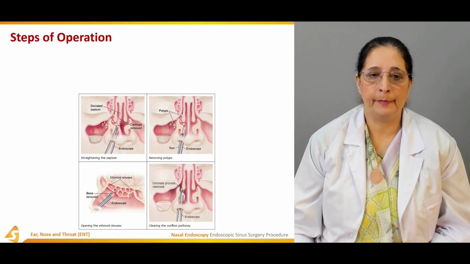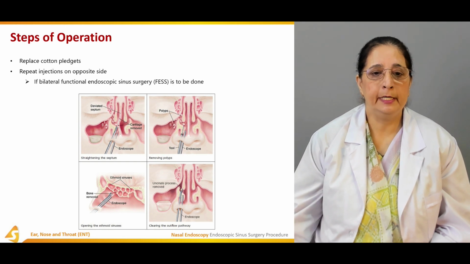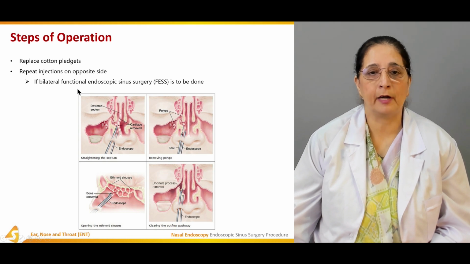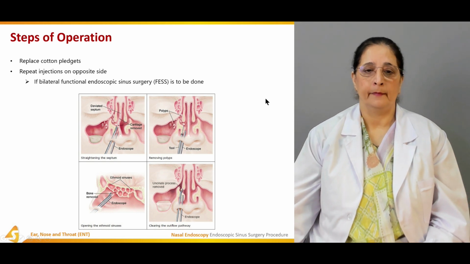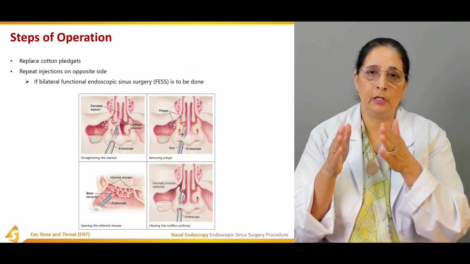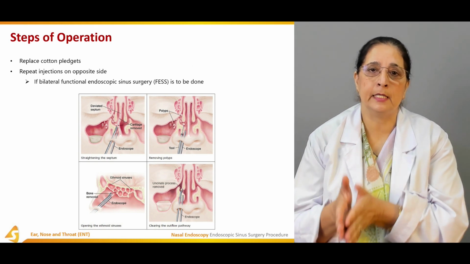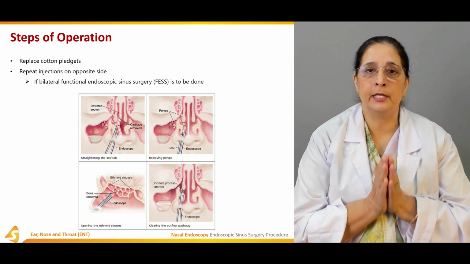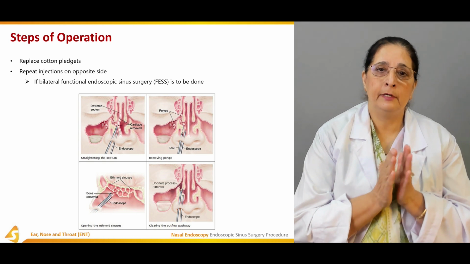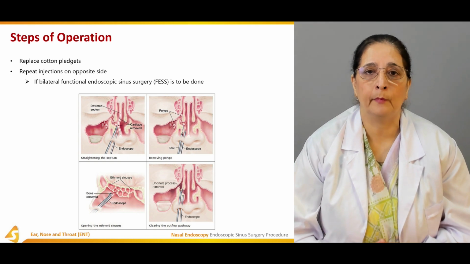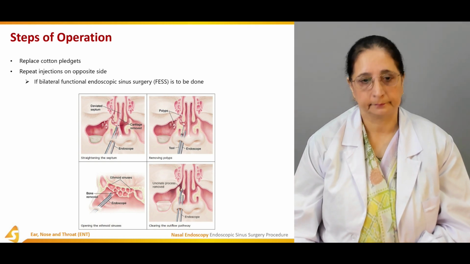Replace cotton plackets. Repeat injections on the opposite side if bilateral functional endoscopic sinus surgery is to be done. So, if bilateral procedure is being performed, all those sites where we give the submucosal injection of adrenaline and lignocaine, we should repeat it on the opposite side if the procedure needs to be performed on both sides.